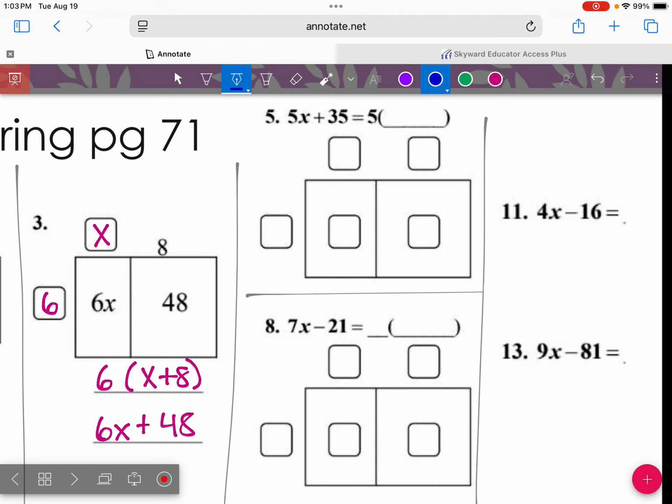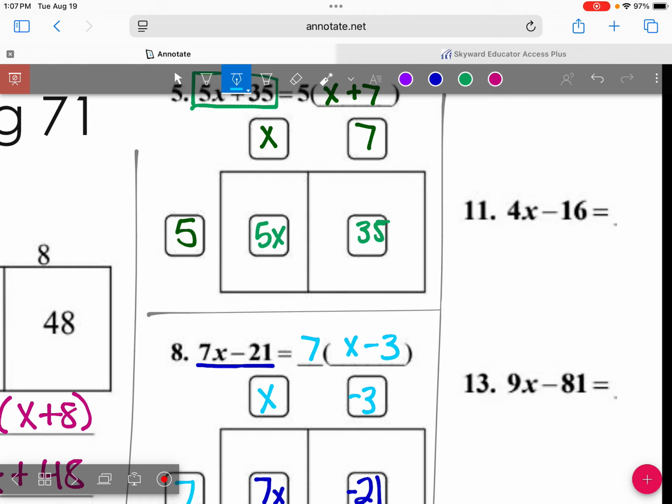Factor. So if we look at 11, which I've got way over here, it's way down at the bottom, just because you guys can do it with the boxes. We've seen those. If we just look at this, 4x minus 16, what do they have in common? What number can I divide both 4x and 16 by? 4. I could divide by 2, it's just not the biggest. We want to always take out the biggest piece we can.